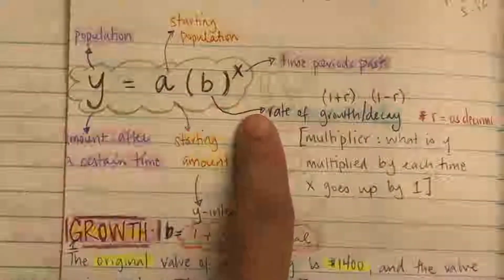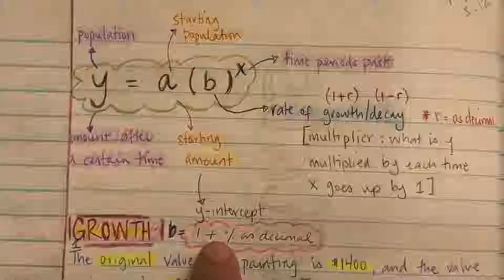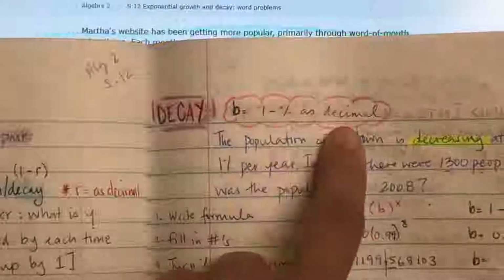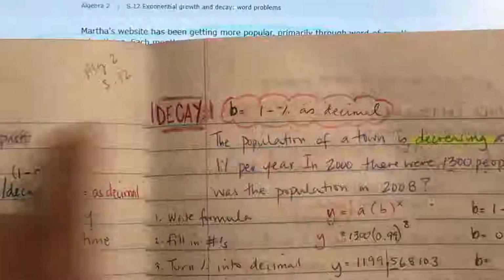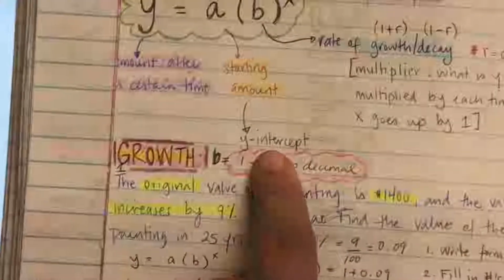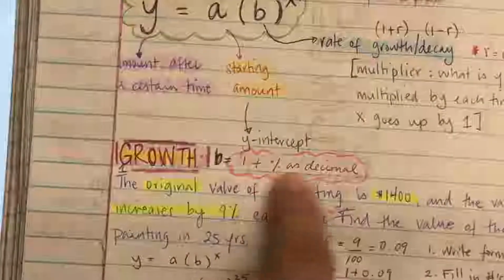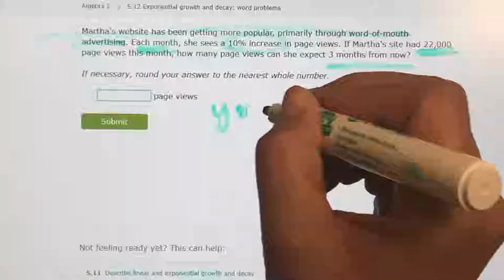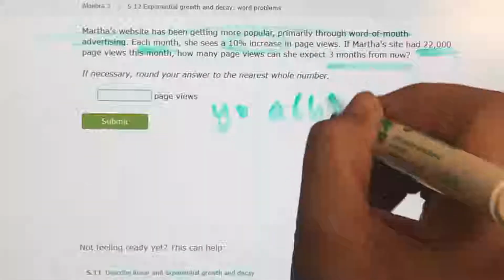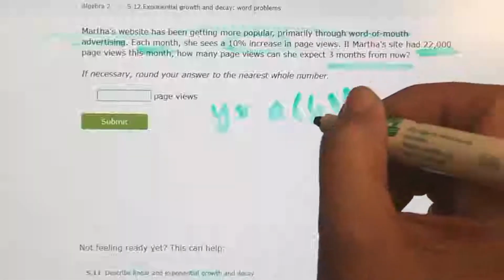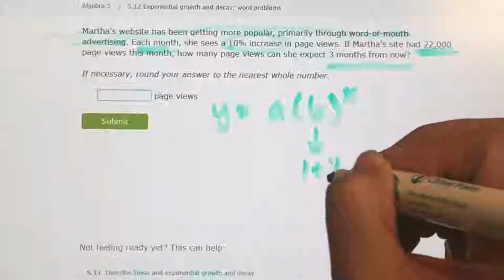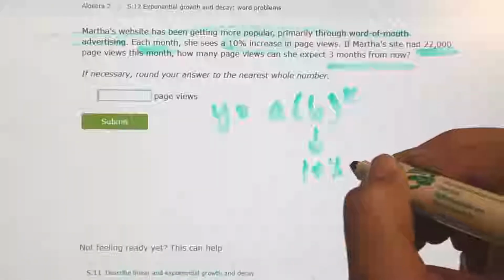So this is your generalized formula. You just need to remember for growth, you're going to write it as a decimal and add it to 1. For decay, you're going to write it as a decimal and subtract it from 1, okay? So since we're talking about growth, our B is just going to be 1 plus our percent as a decimal. So you write out your equation, y equals A times B to the X. And because we're talking about growth, that B is going to be 1 plus your percent as a decimal.